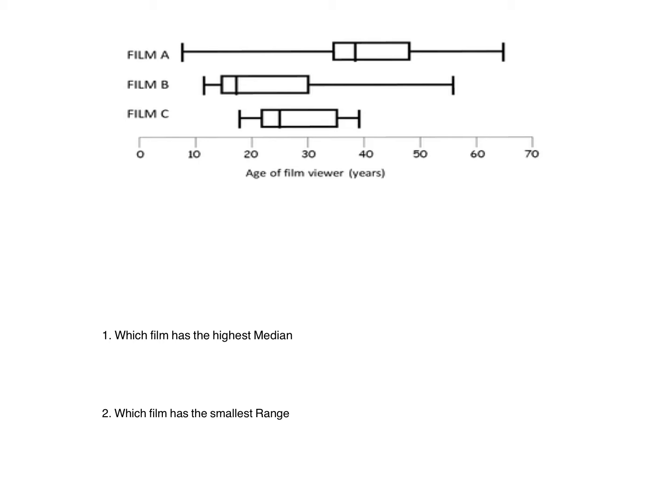And this is all you're doing. Well, here's the median of film C, here's the median of film B, and here's the median of film A. Which one is the largest, everybody? Film A. It's that straightforward.